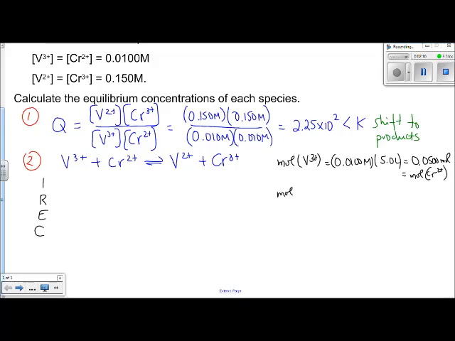Next we need to solve for the moles of V2+. That's at a different molarity, but it's in the same 5-liter container. This gives us a number of moles of V2+, which is also equal to the moles of Cr3+, chromium 3+. Now we can take these amounts and fill in the initial line on our ICE table, knowing these initial amounts in moles.